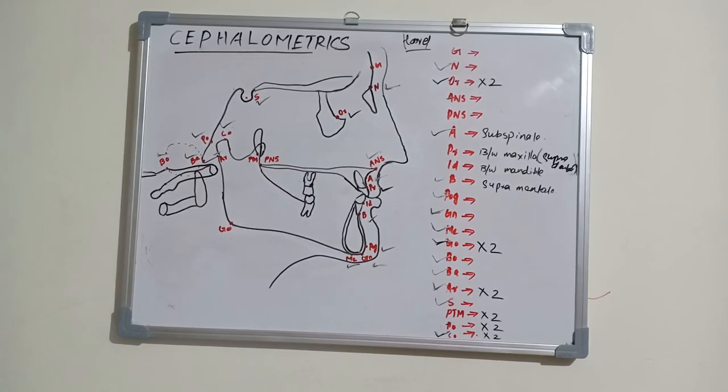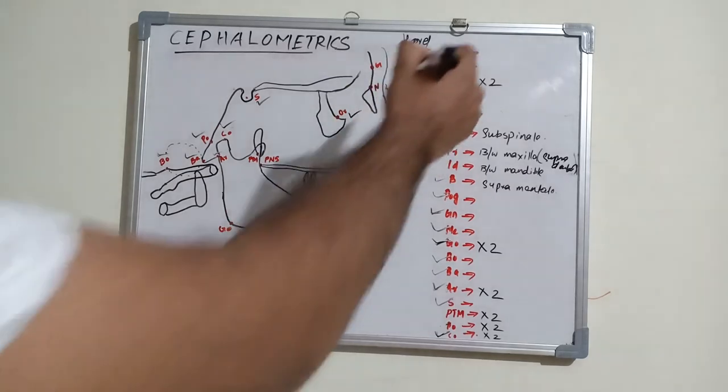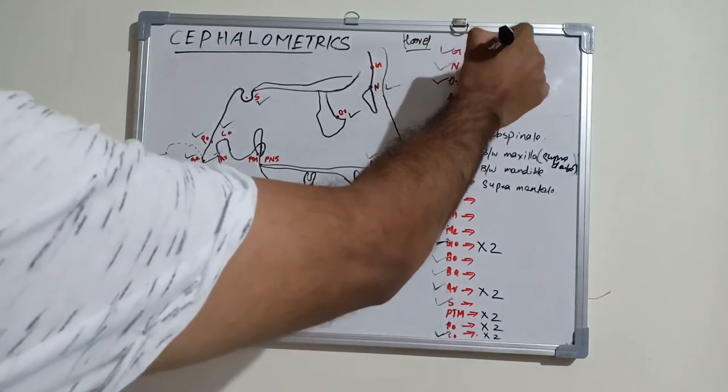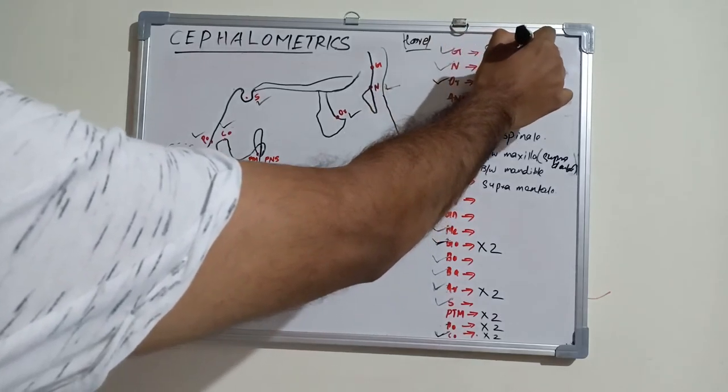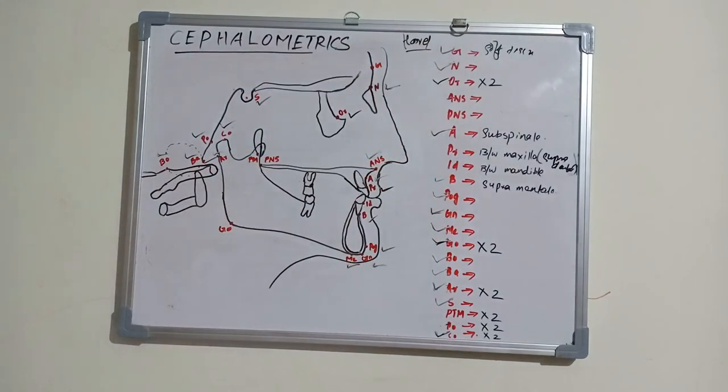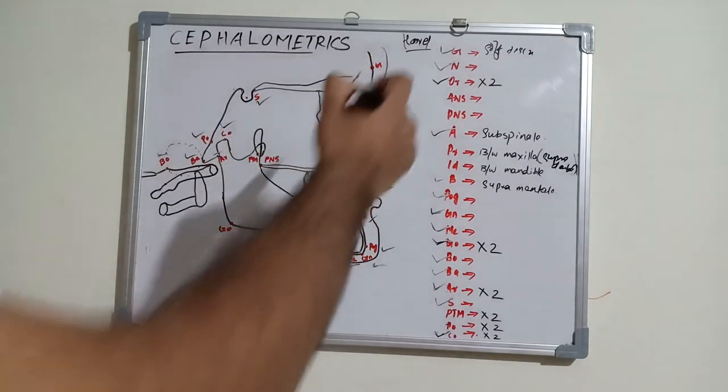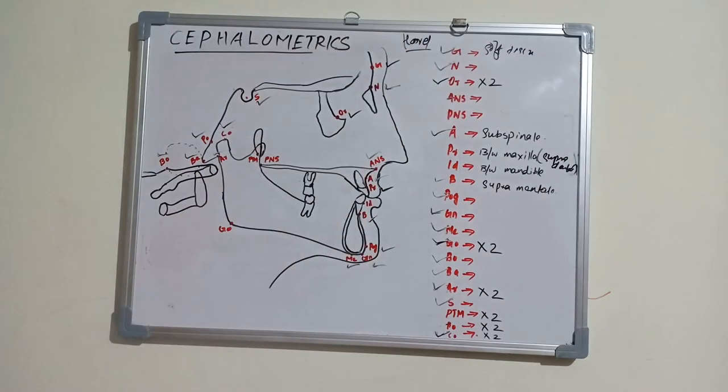Next we have glabella. So glabella is here. We know that it is not a hard tissue landmark, it is a soft tissue landmark, which is the most prominent point in the midsagittal plane of the forehead. So this is glabella. This is a soft tissue landmark.